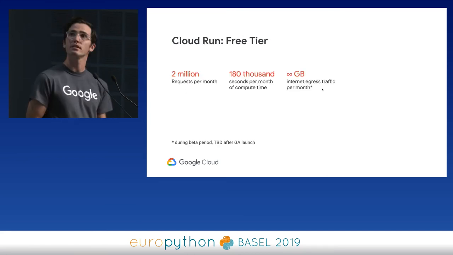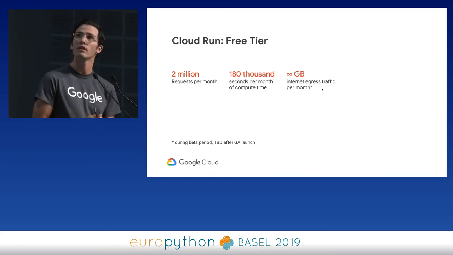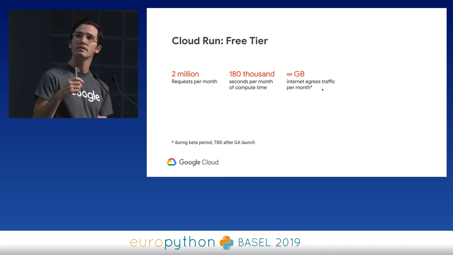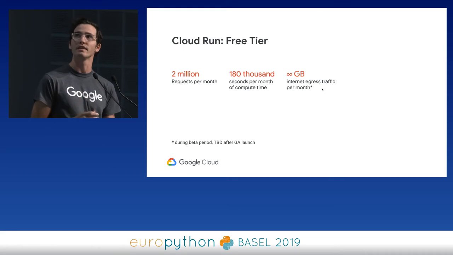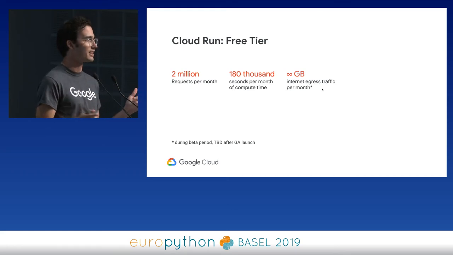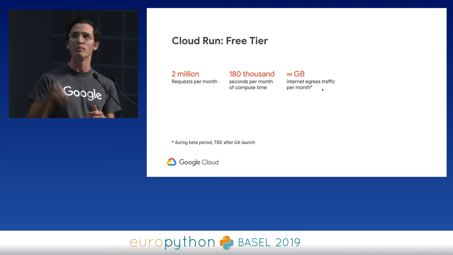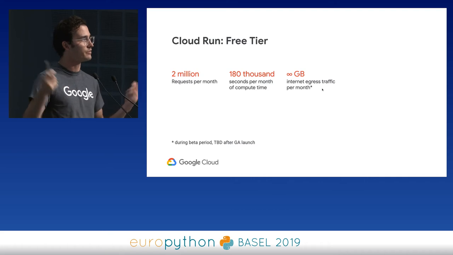Cloud Run also has a free tier. So again, 2 million invocations, requests per month. You get 180,000 seconds of compute time. And right now, because it's actually in beta, you have infinite gigabytes of egress traffic. So if you want to go do something crazy on Cloud Run right now, send a lot of traffic somewhere, you can go nuts. There will eventually be a free tier limit on that, but right now it's just, we're figuring it out.